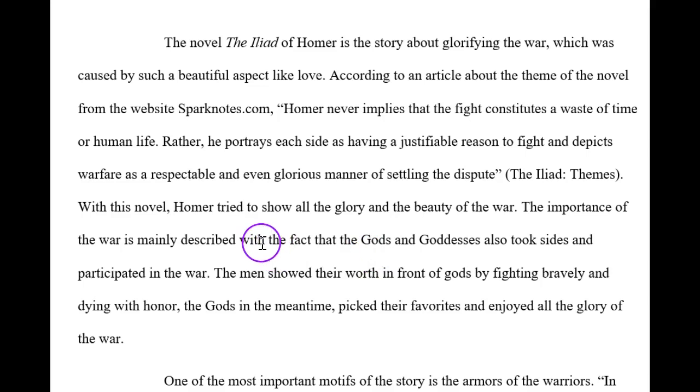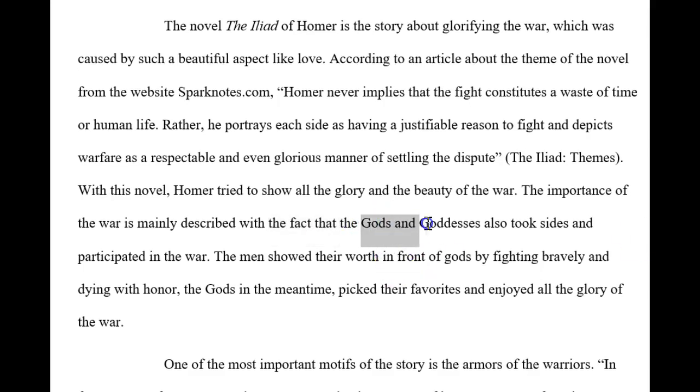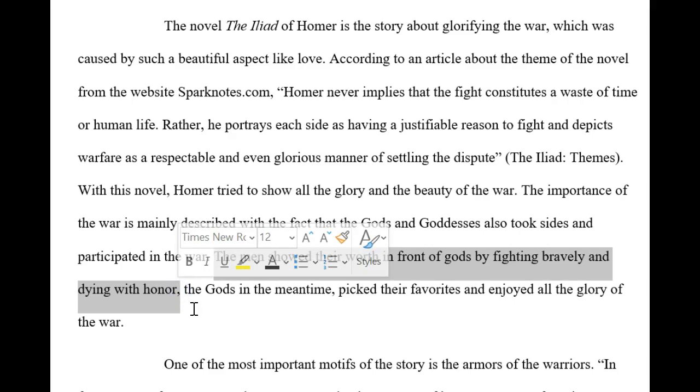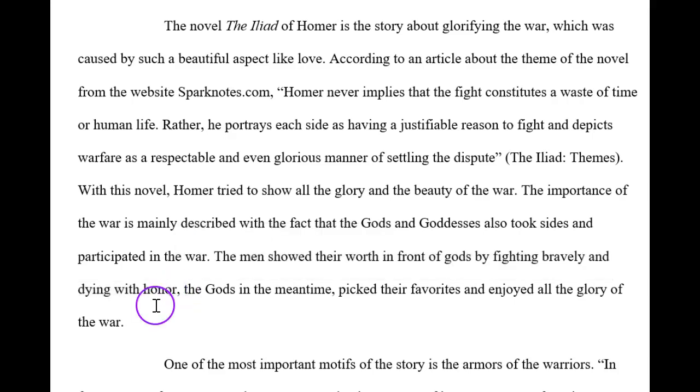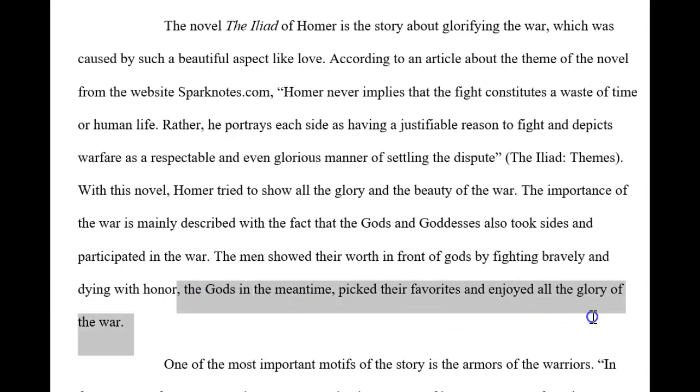And then adding all these extra words, we don't need that. It's completely unnecessary. And again, gods and goddesses are not capitalized. And then we take off in this run-on sentence: "Also, took sides and participated in the war." So we have a long jumbled up sentence there. Then, "the men showed their worth in front of the gods by fighting bravely and dying with honor." That's a good sentence, and it's over. That's the end of the sentence. But instead, we have a comma and we move right on into a run-on sentence.